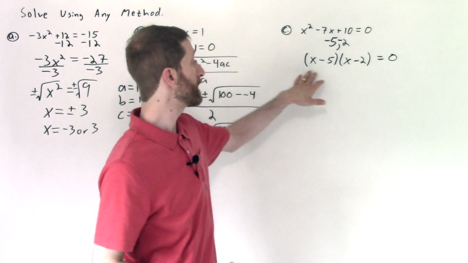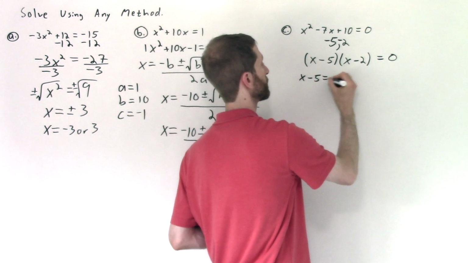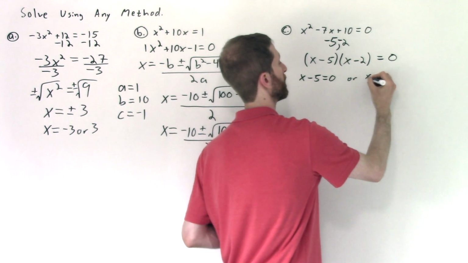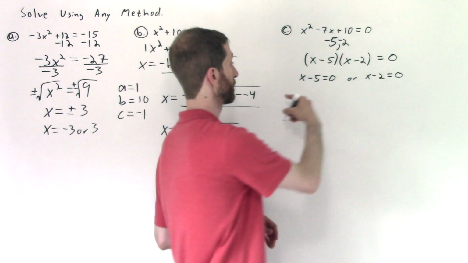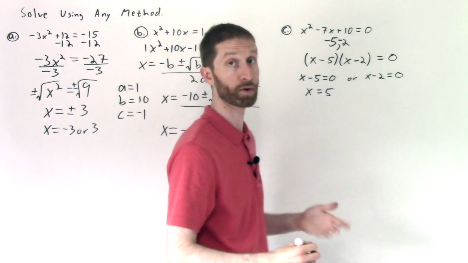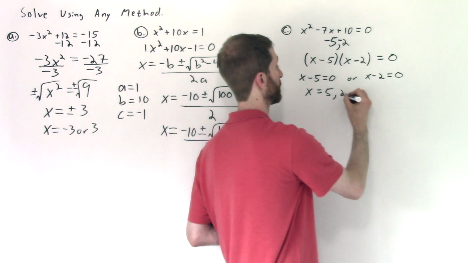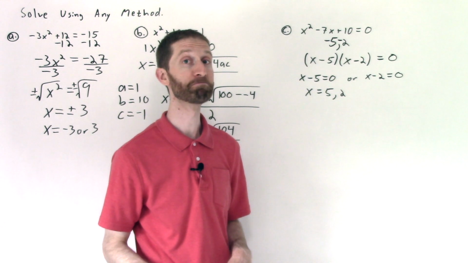Remember that either of these should be set equal to 0, so x minus 5 is 0 or x minus 2 is 0. And we solve by adding 5, right? So I add 5 to both sides. That gives me 5, and I add 2 to both sides. That gives me 2. So x equals 5 or x equals 2 is my solution.